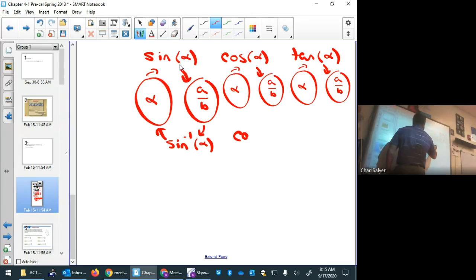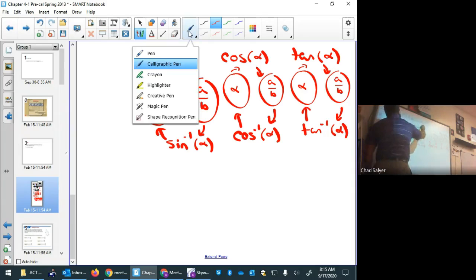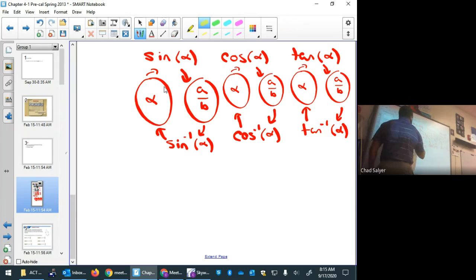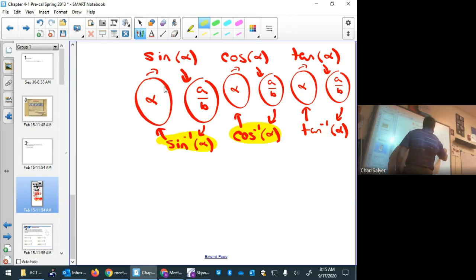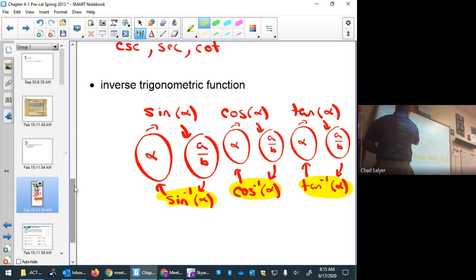And then cosine inverse is going to undo that, and it maps it back to an angle. Tangent inverse. And these are the only commonly used trig inverse functions. So those are described as the inverse trigonometric functions.